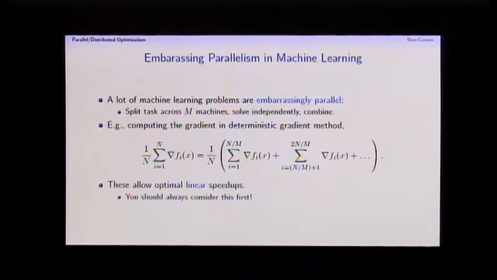So that lets you do the optimal linear speedup, and that's always what you should consider first. And I think that sometimes when you write papers about parallel and distributed, this warning should always be included. You should mention that the embarrassingly parallel solution is not possible in this setting, so we're looking at something more clever.